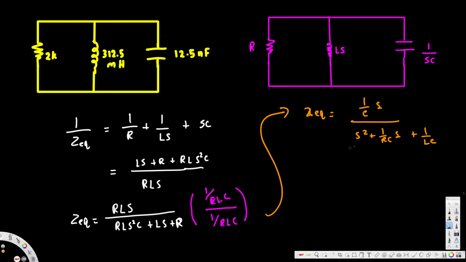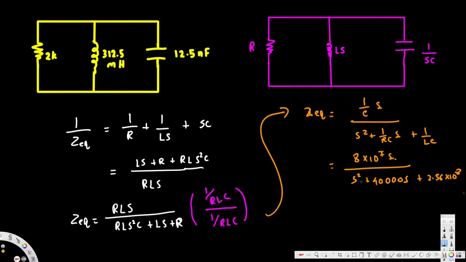Now let's go ahead and plug in the values. If you plug in the given values, for the top you are going to get 8 times 10 to the power of 7 S. In the denominator we are going to have S square plus 40,000 S plus 2.56 times 10 to the power of 8, and that's it. Now we can factor the denominator. If we do that, this is going to become 8 times 10 to the power of 7 S over S plus 8,000 times S plus 32,000. Okay, this is our factored form.